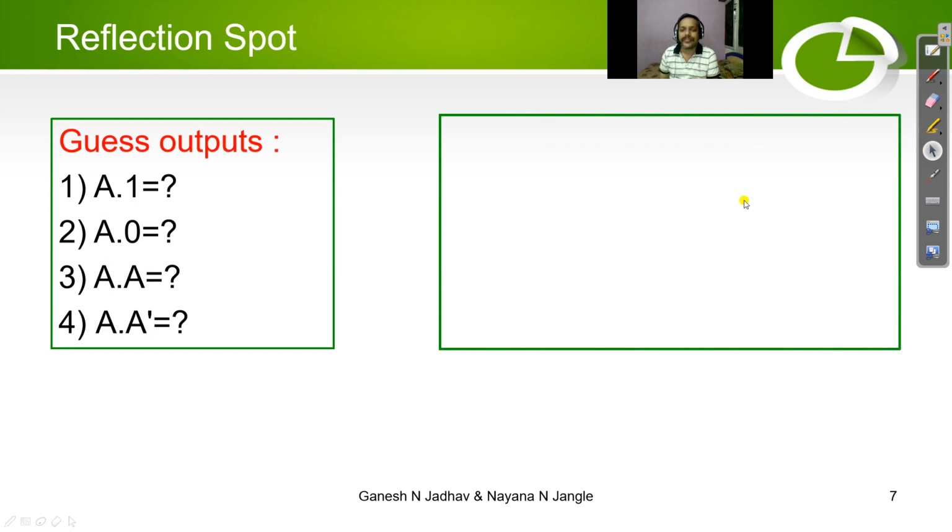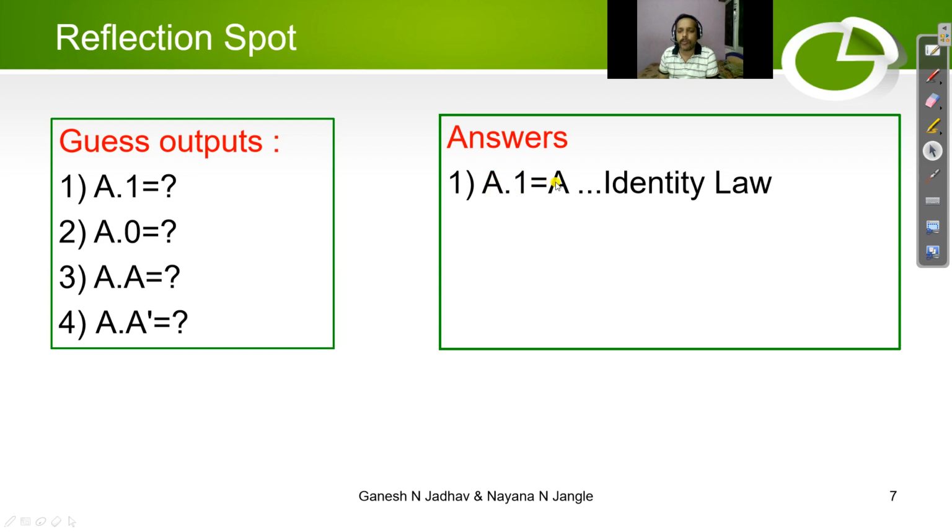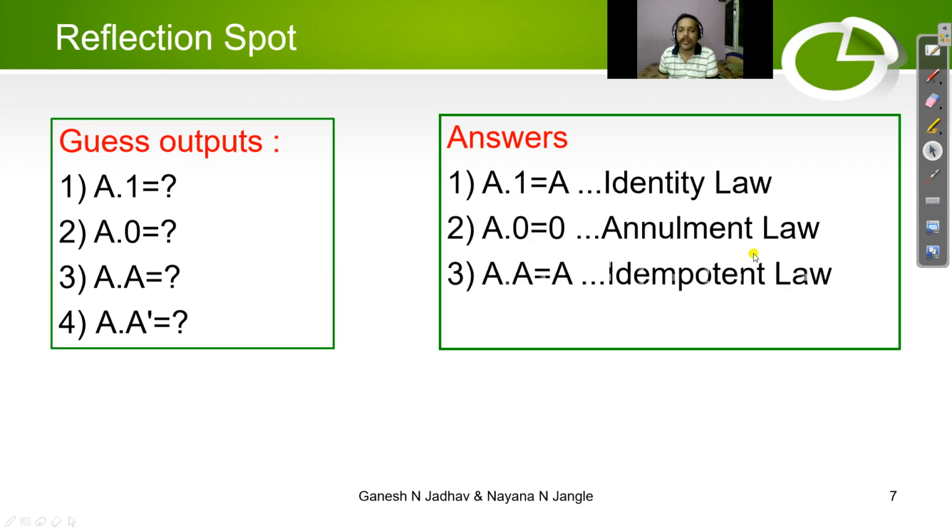Hope you got the answer. So A into 1. As one input is always 1, the output depends upon A. Suppose A is 0, output is 0. A is 1, output is 1. So A into 1 is always equal to A. It is called the identity law. A into 0. One input is always going to remain 0, so the output is always 0. It is called the annulment law.